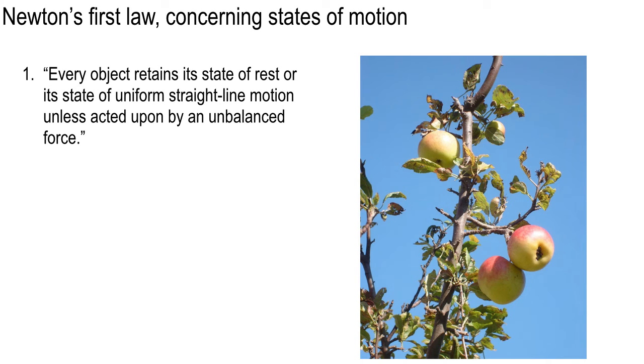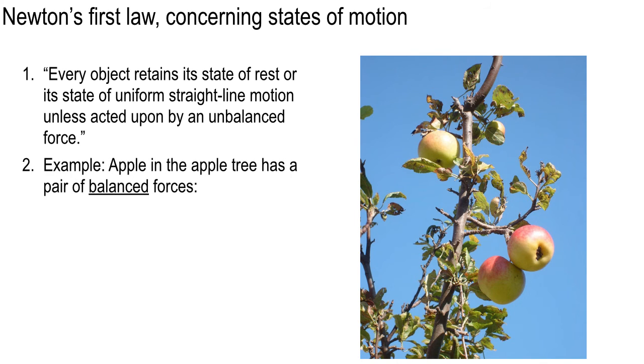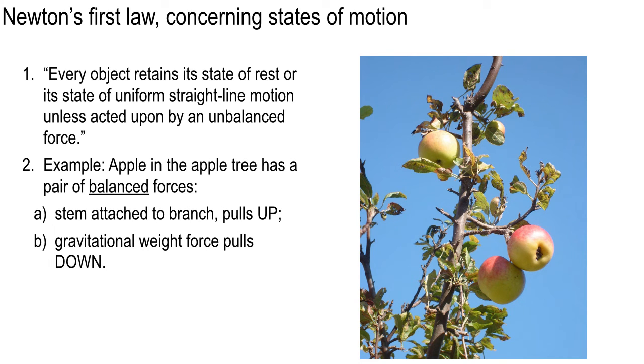Now this also includes the case of terminal velocity, because in that case, upward air resistance is balanced by downward gravity. So they're balanced, and you have constant velocity. Now, here's an example of balanced forces: the apple and the apple tree. An apple and an apple tree have a pair of balanced forces. The stem, which is attached to the branch, pulls upward. That stem has to have some tensile strength, some pull strength, because it has to pull up against downward gravity. So there's a weight force downward.